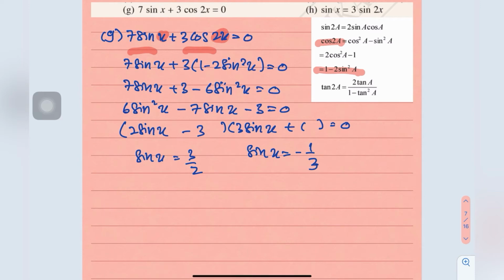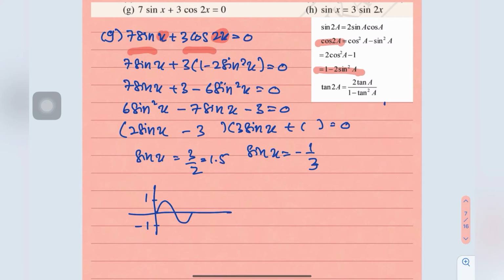For the first one, sin x equals 3 over 2. 3 over 2 is more than 1. We know the sine graph: the maximum is 1, the minimum is negative 1. So 3 over 2 is 1.5, which is out of range, meaning this one is not accepted. It is undefined.